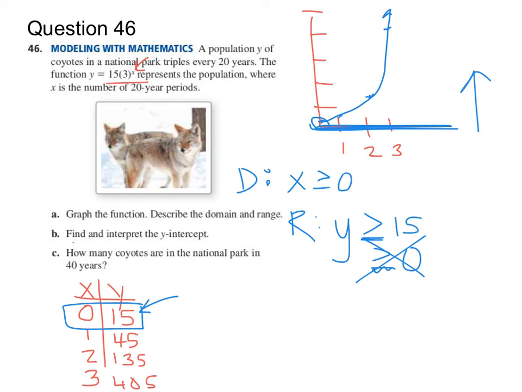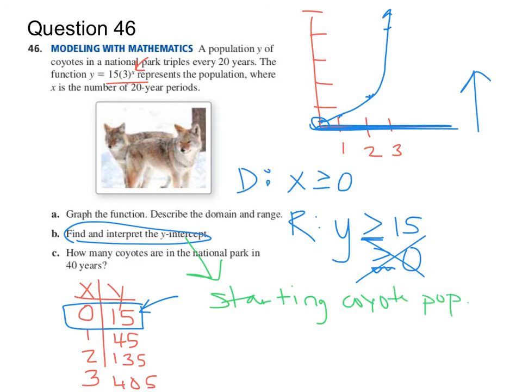So Y is going to be greater than or equal to 15 should be my answer for my range. And that goes along with find and interpret the y-intercept. The y-intercept, once again, is when x is 0. 0 is the number of 20-year periods, so it's just the starting amount. The starting coyote population is 15. That's for B.